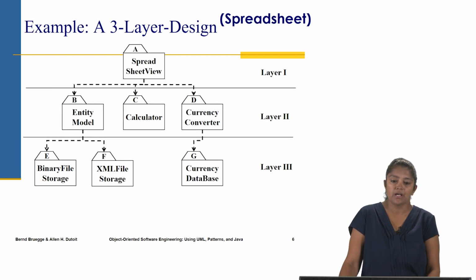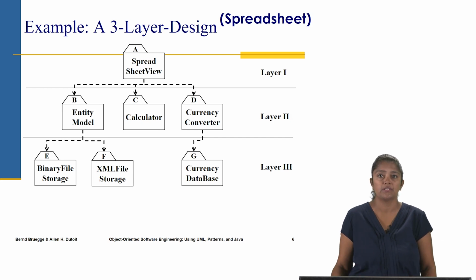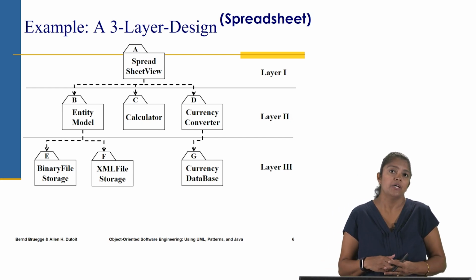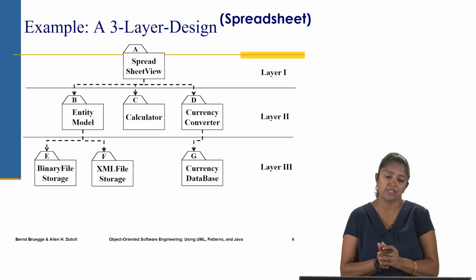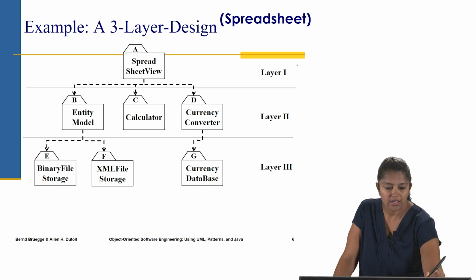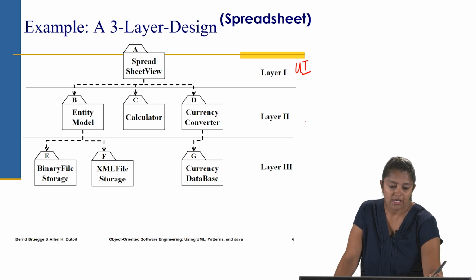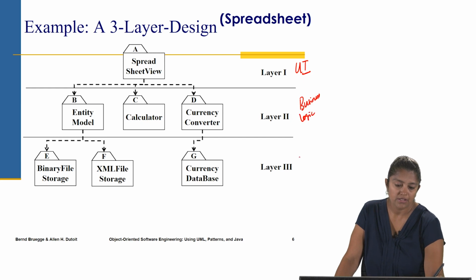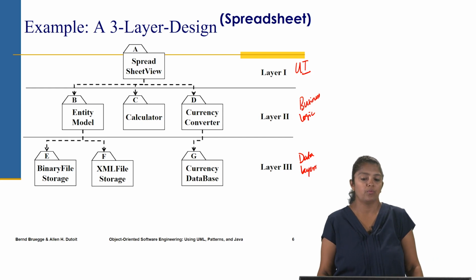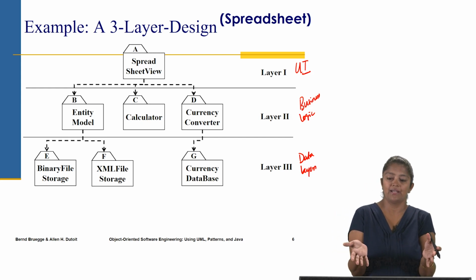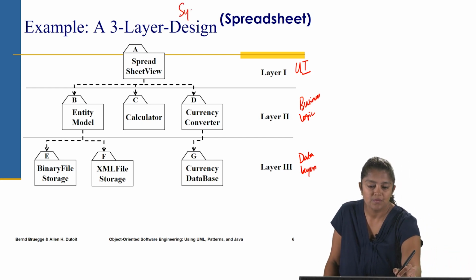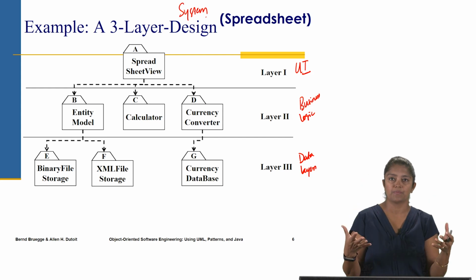Now let's consider this design, a 3-layer design of a spreadsheet. All of us are familiar with spreadsheets and use them in our daily life. So look at this 3-layer design, wherein the first layer is the UI layer, the second layer is our business logic layer, and the third layer is our data layer. So in layer 1 we have our views, the spreadsheet view. This is a high-level system design, showing all of the systems and the subsystems.